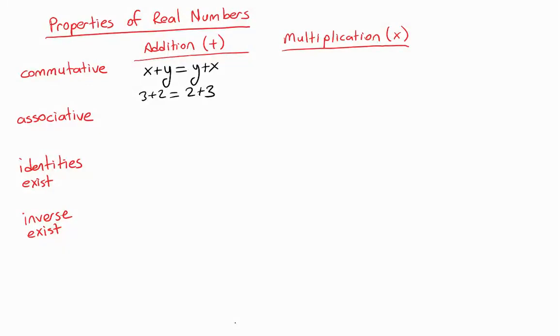So the same property is for multiplication. X multiplied by y equals y multiplied by x. Let's check with numbers. 3 multiplied by 2 is equal to 2 multiplied by 3.